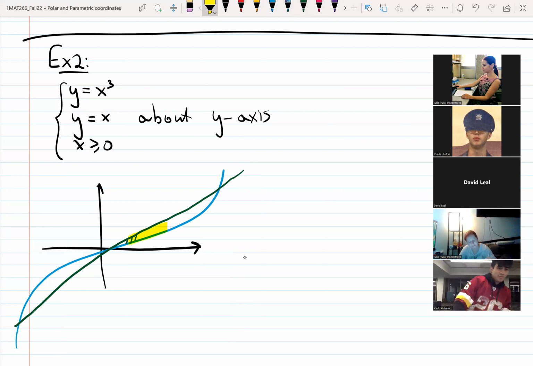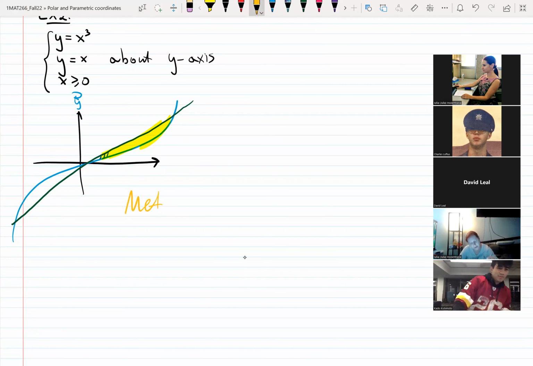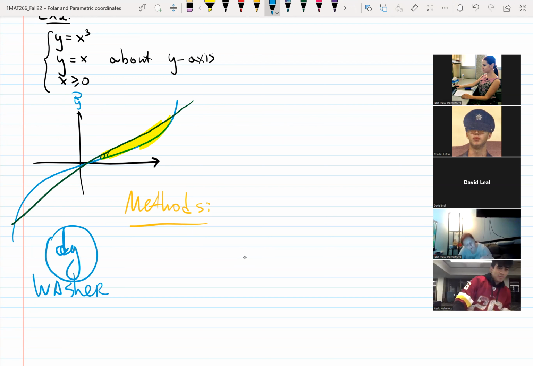Area in yellow. And this time we're rotating about the y-axis. Here it is. So now there are two ways of seeing this example. Let me do methods to choose from. So either I will do the dy case for washer, because we're rotating about the y-axis, or I will do the dx case for shell. And now it's up to you to choose which one you like more. The answer should be the same.